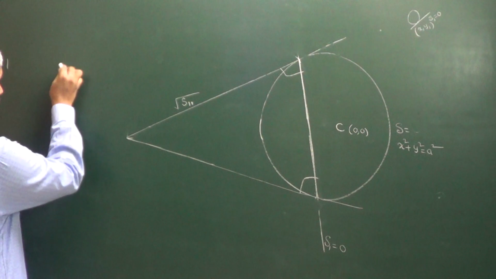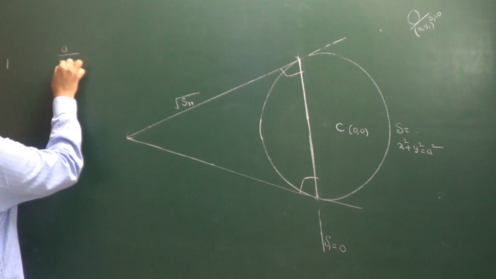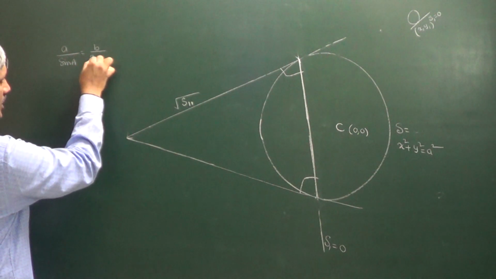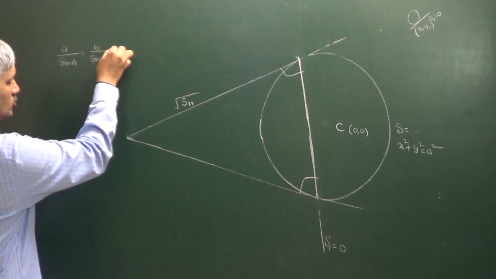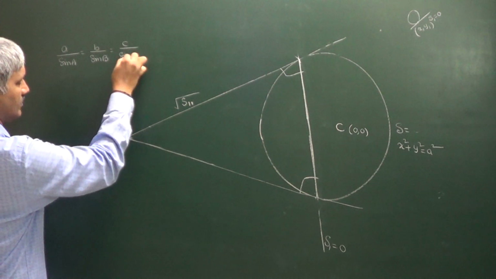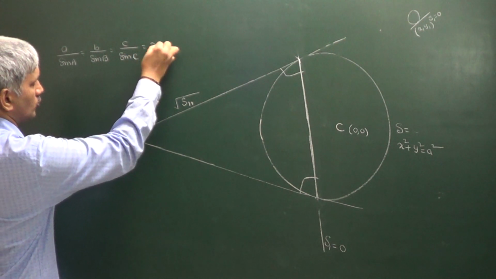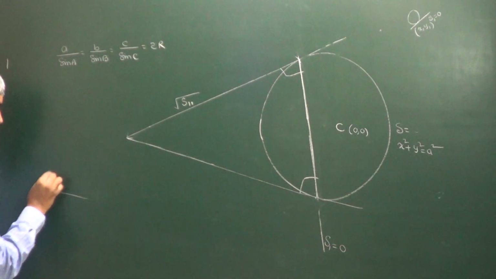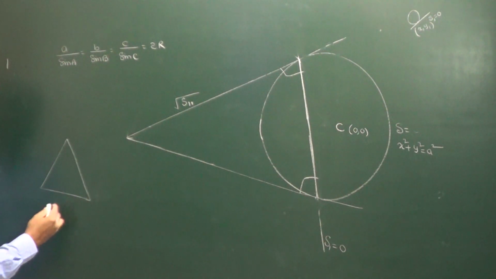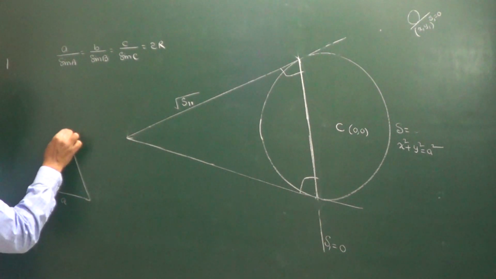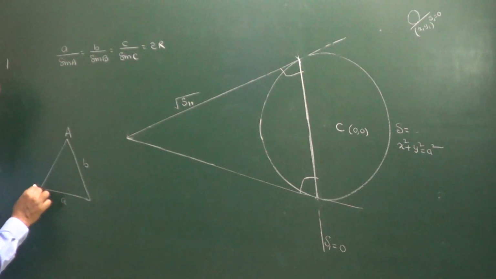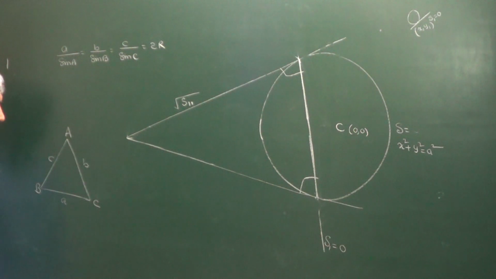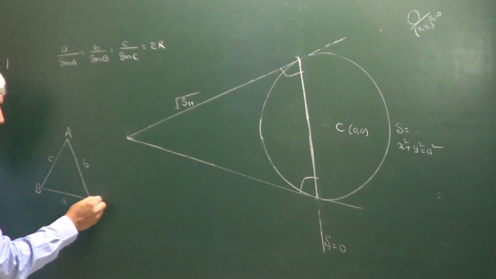All of you observe here. You know a by sin A is equal to b by sin B is equal to c by sin C, and that must be equal to 2R. That is the sine rule. At the same time, we discussed in the earlier classes about the cosine rule also. This is capital A, this is capital B, and this is side c of the triangle, and this is capital C.